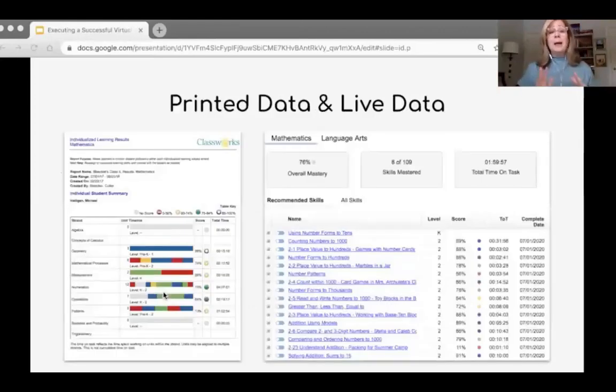The bottom line is that meaningful data meetings result in action. It's crucial to understand what data you need and have it available during those meetings. Now, in Classworks, you have two options for data. You have live data and you have data from printed reports. Reports are printed when documentation is needed for student folders or to share with parents, right?